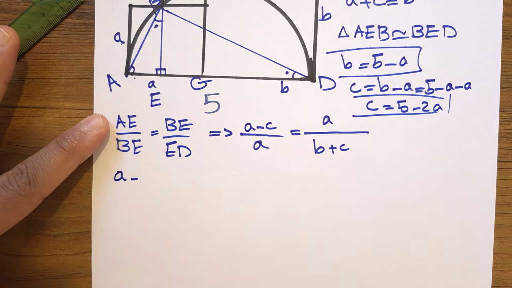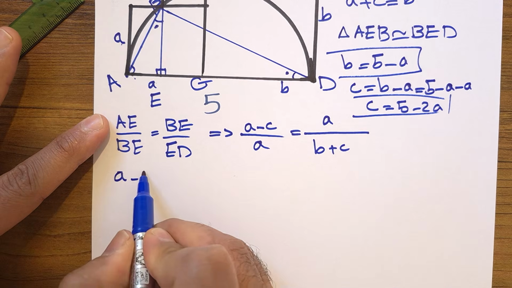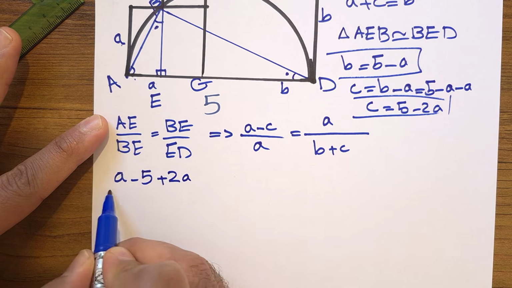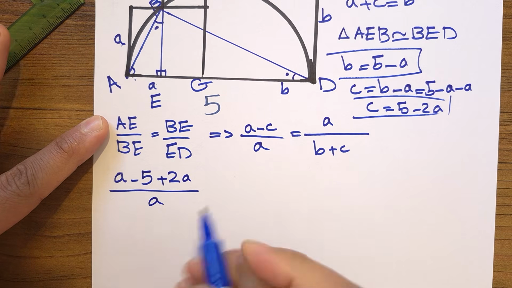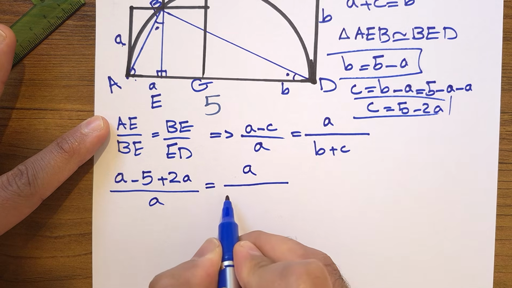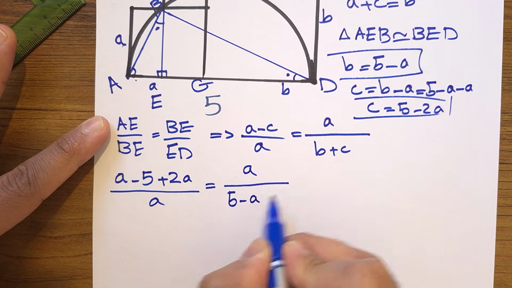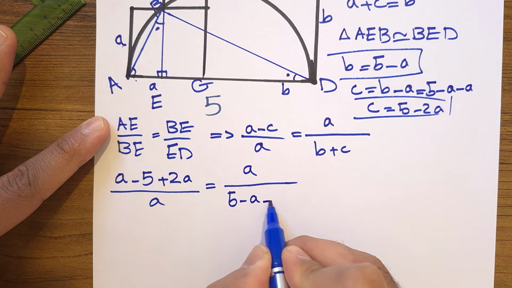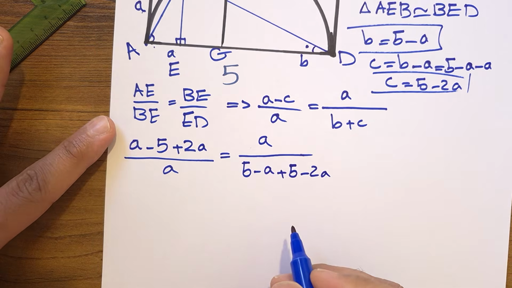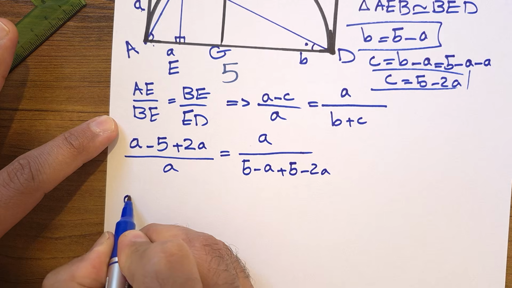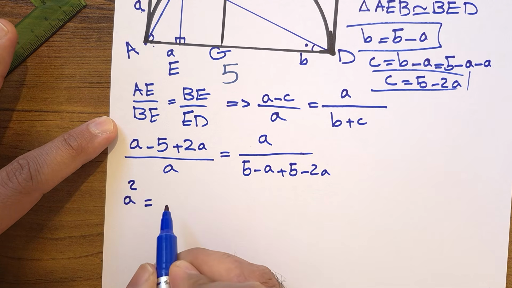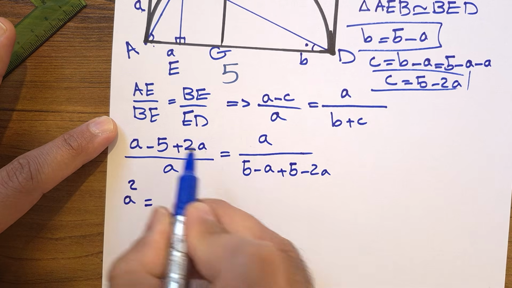A minus C. So what is C? C is 5 minus 2A. A minus 5 plus 2A over A equals A over B plus C. So B is 5 minus A. C is 5 minus 2A. Okay, let's continue further. Let's just cross multiply. So A squared equals, so this thing times this thing.